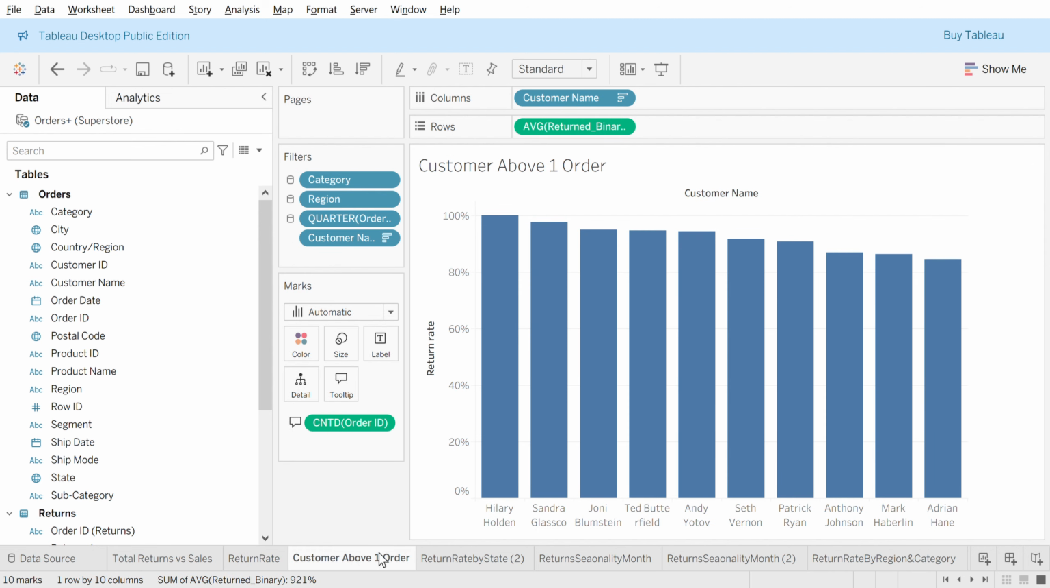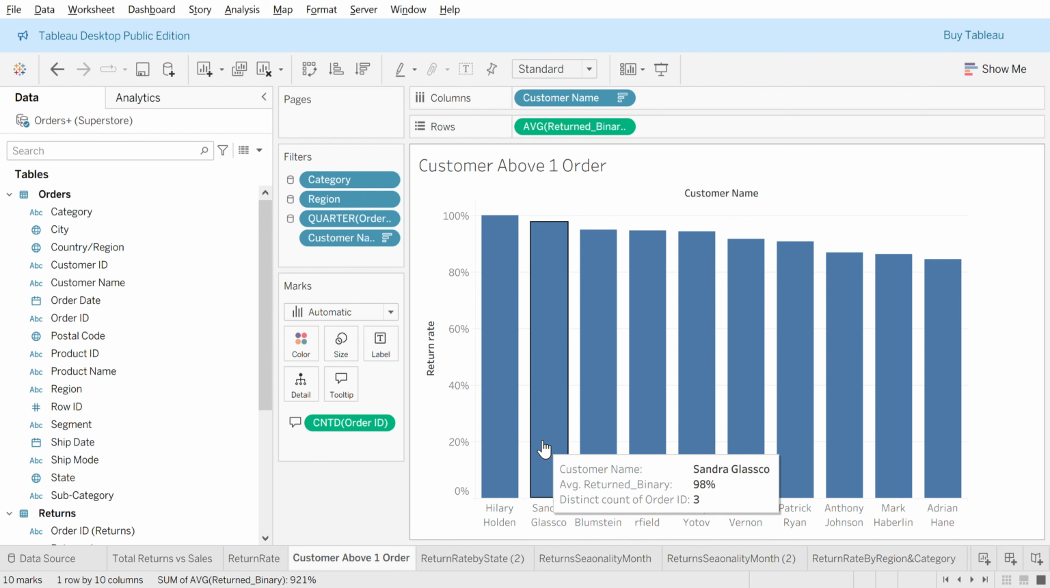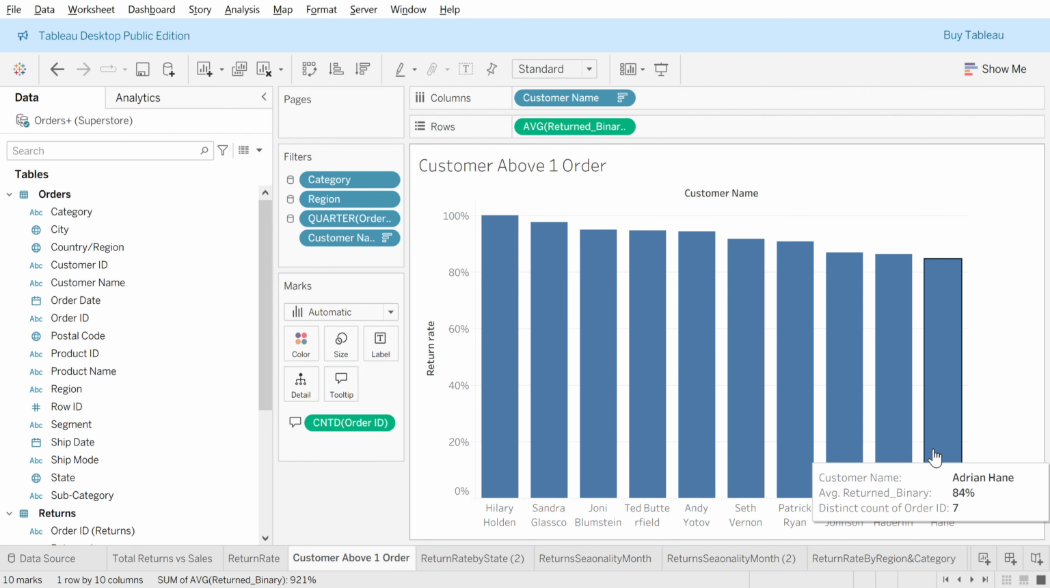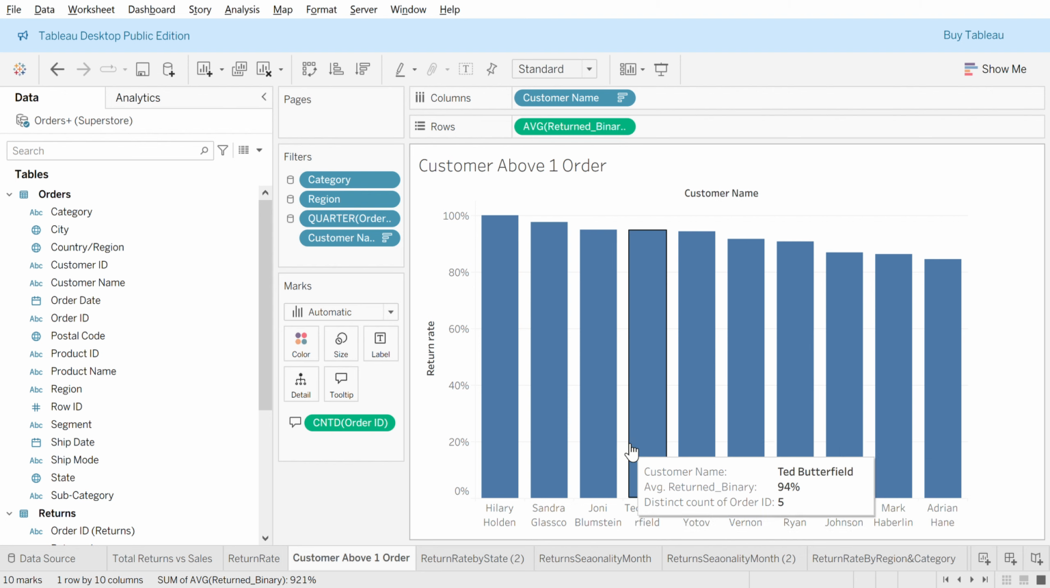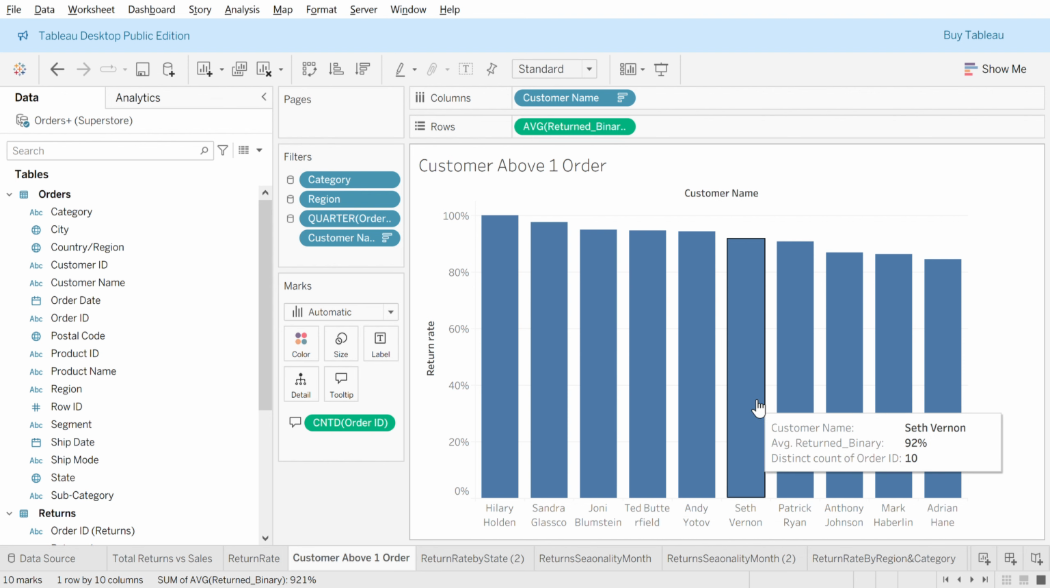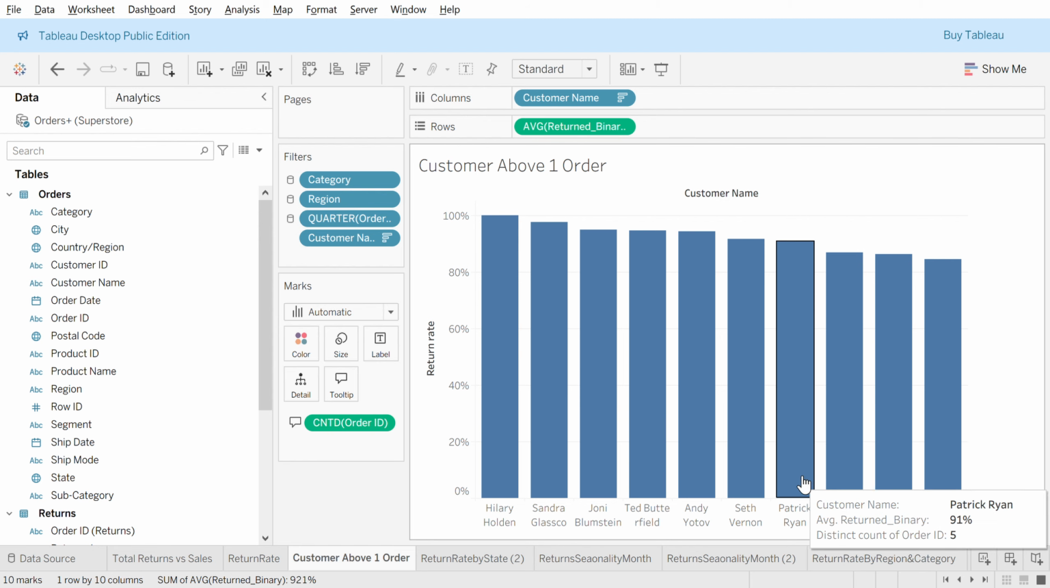Here we have the top customers who are returning their orders. For example, these are the customer names. This one is 100%, this is 98%, and so on down to 84%. So as an analyst, I would definitely put this as a recommendation that customers with more than a 90% return rate should be contacted, and we should investigate why the return rate is so high among those customers.